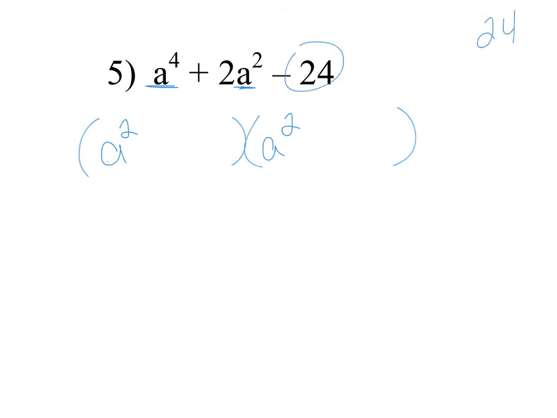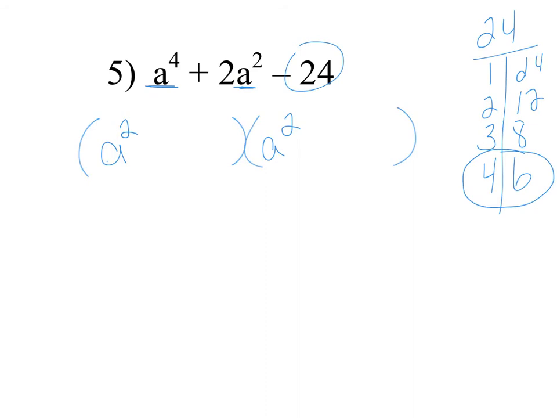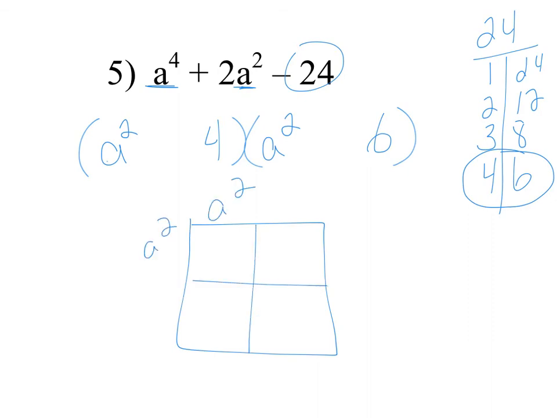So 24, two things that multiply to 24. 1 and 24, 2 and 12, 3 and 8, 4 and 6. I like to put them close together. Always pick the closest one, so I'm going to pick 4 and 6. The more that you do, you should eventually be able to pick out the right answer. But we do our check, so that was the guess. A squared, 4 and 6. Okay, 4a squared, 6a squared, and 24.